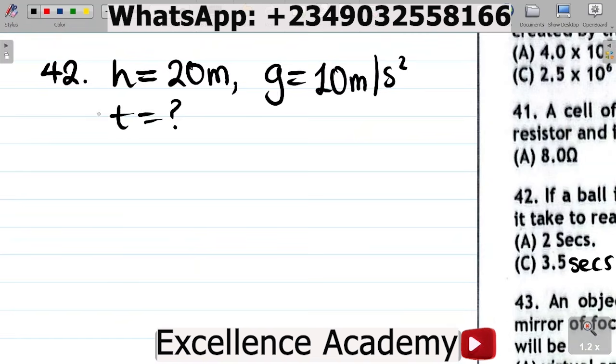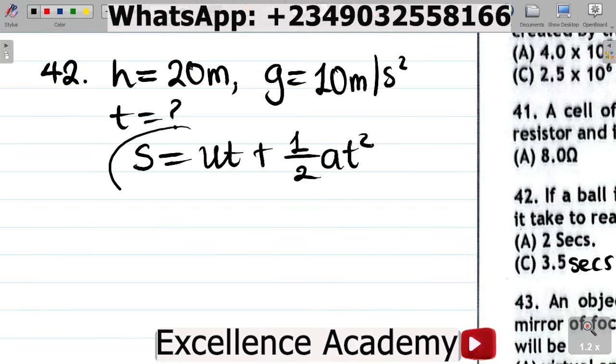Now, this question is under free fall, all right? We've also discussed the concept of free fall. Check the JAMB and post classes, all right? Go to playlists, check the JAMB and post classes under motion. We've discussed this particular topic. And for this question here, we use the equation of motion. Now recall that one of the equations of motion says that s is equal to ut plus half at squared.